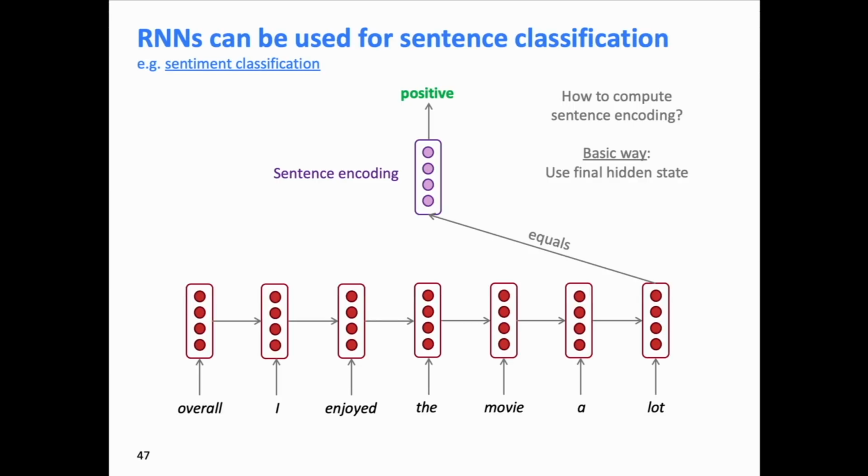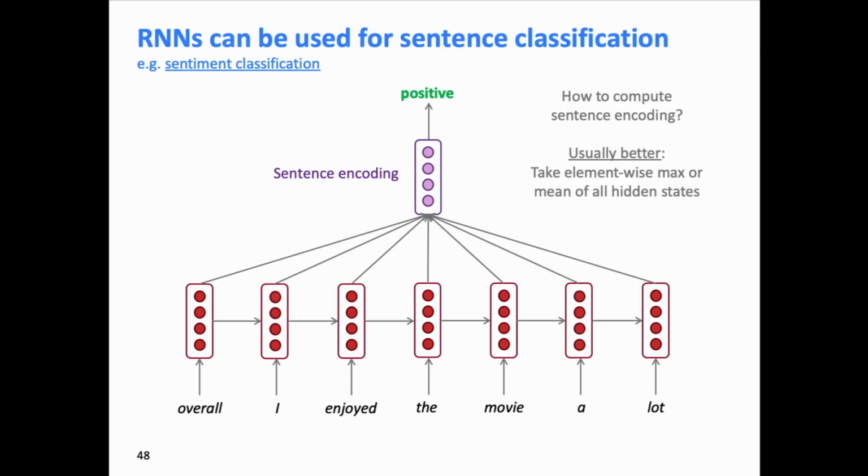It turns out that usually a better, more effective way to do this is to do something like take an element-wise max or an element-wise mean of all these hidden states to get your sentence encoding. This tends to work better than just using the final hidden state. There are some other more advanced things you can do as well.